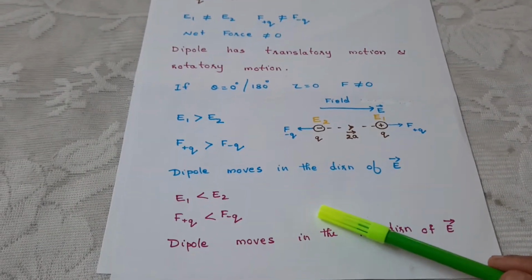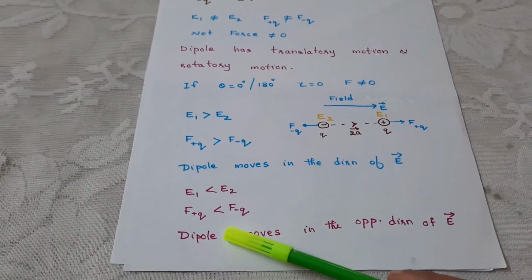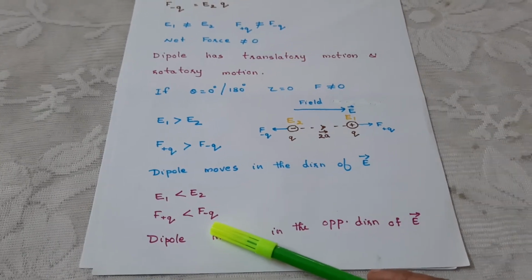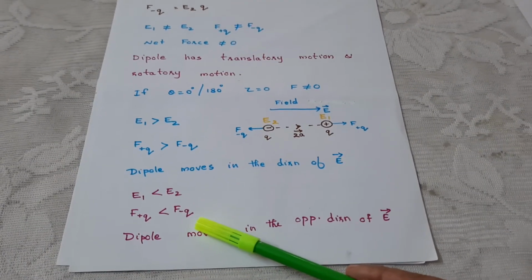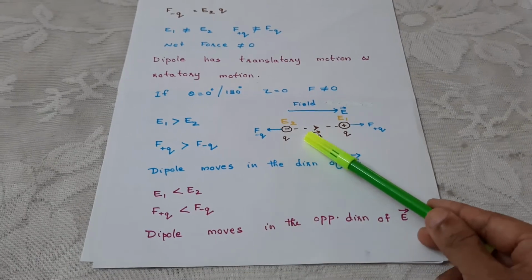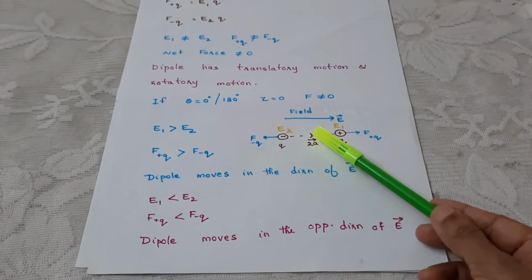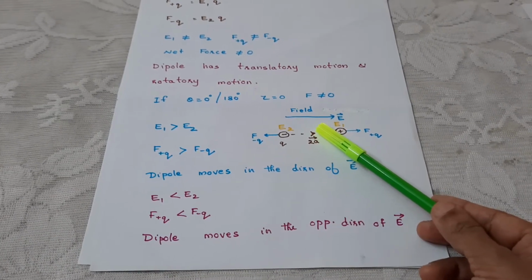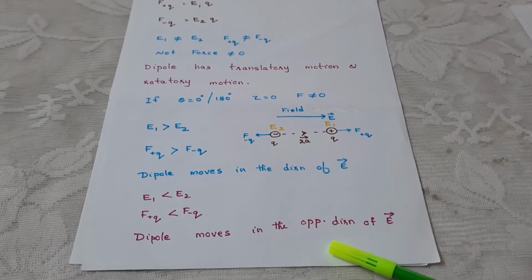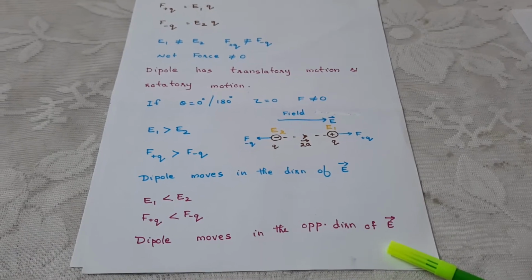If E1 less than E2, force on positive charge is less than force on negative charge. So the net force is in the direction of F minus Q, opposite to the electric field. So the dipole moves in the opposite direction of electric field.